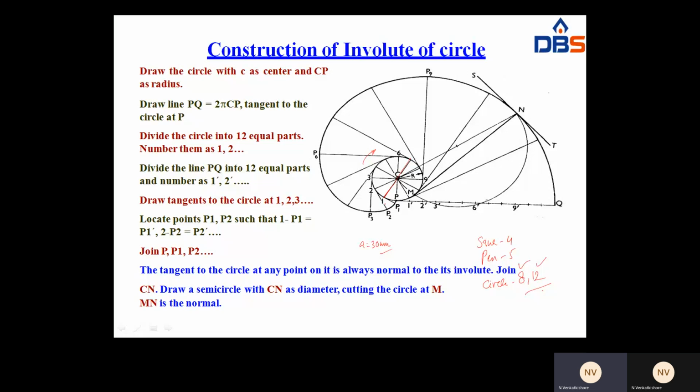With the use of a drafter: in the drafter, one vertical line and one horizontal scale will be there. So those two are mutually perpendicular. So set one scale parallel, and the corresponding scale will be perpendicular to that line.